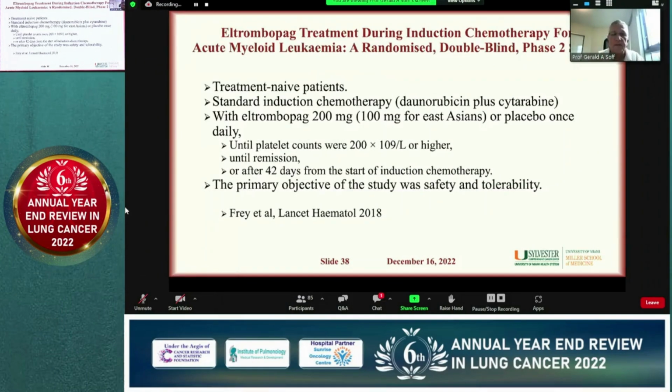So Frey et al. in 2018 published the first of these 2 studies. And these are patients with AML who were started on standard induction chemotherapy. And they were randomized to high dose eltrombopag or placebo once daily. And they stayed on the drug until the platelet count was over 200,000, or until remission, or until 42 days after the start of induction chemo. And the primary objective was safety and tolerability. This is a phase 2.